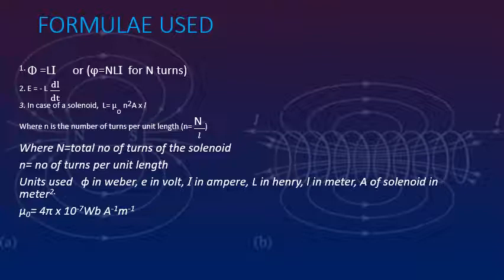The units used are: flux in Weber, EMF in volt, current in ampere, self-inductance L in Henry, length in meter, area of solenoid in meter square. The value of mu naught is taken as 4 pi into 10 power minus 7 Weber ampere raised to minus 1 meter raised to minus 1.